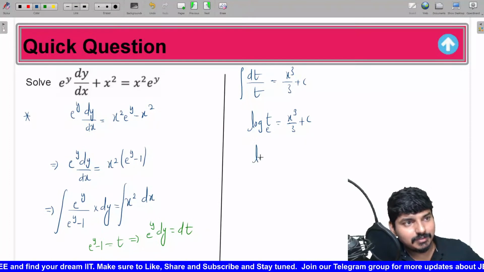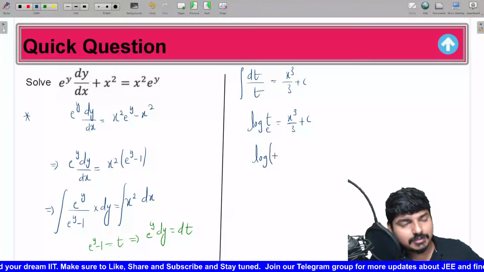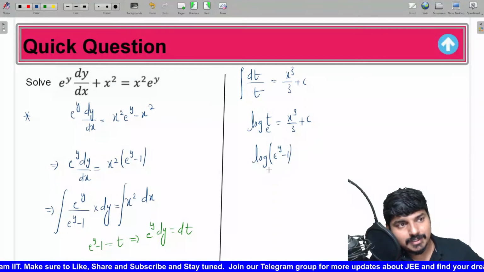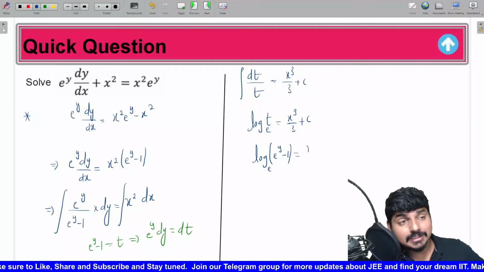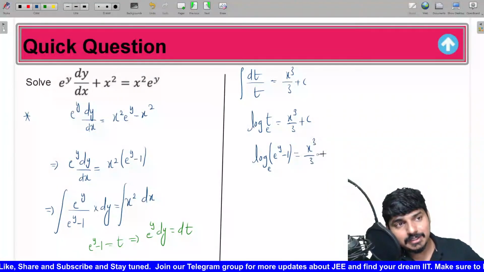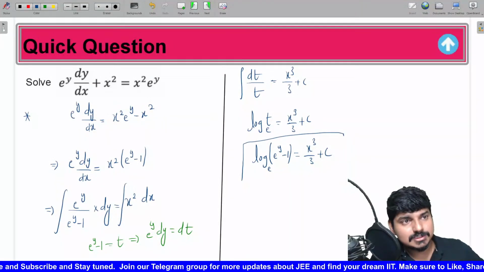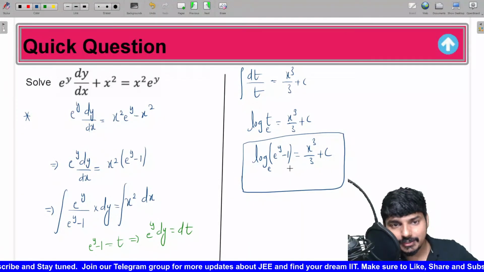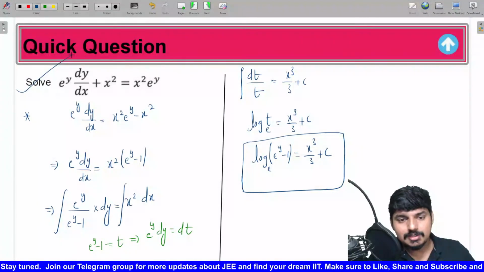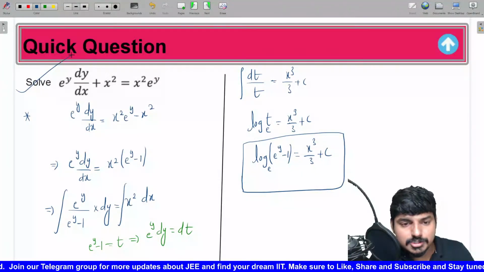And in place of t, if you take e raised to y minus 1, so log of e raised to y minus 1 to the base e is equal to x cubed by 3 plus c. This is the solution you are going to get. So I hope this question is clear for all the students out there.